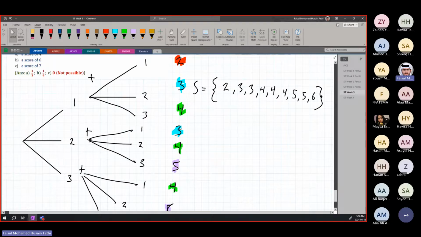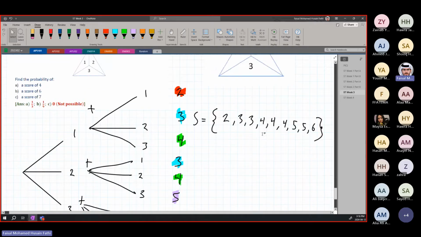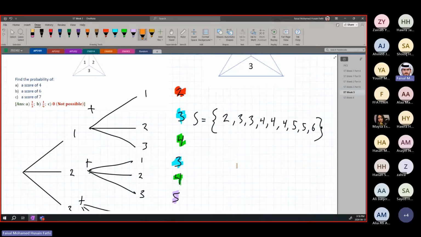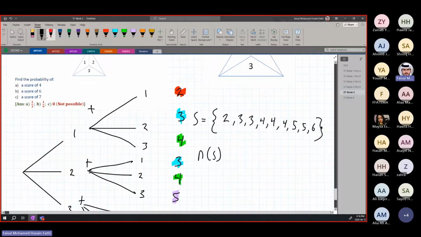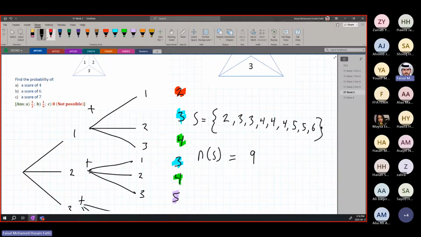So this is our sample space: 2, 3, 3, 4, 4, 4, 5, 5, and 6. Now, what is the cardinality of our sample space? That's the first thing we need to find, n of S. So we have 1, 2, 3, 4, 5, 6, 7, 8, 9 possibilities that could occur.